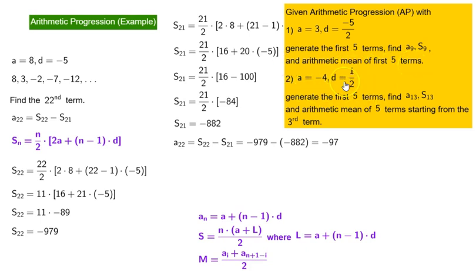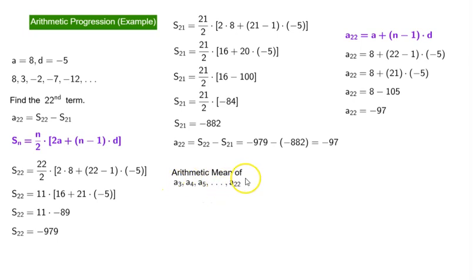Similarly, for this, let's say we want to find the arithmetic mean of this sequence, A sub 3 to A sub 22, in this arithmetic progression itself. So A3 to A22 is this: -2, -7, -12, and so on up to -97, because A sub 22 we found here. So we have to figure out the mean of this.